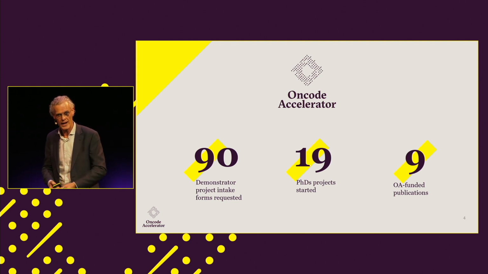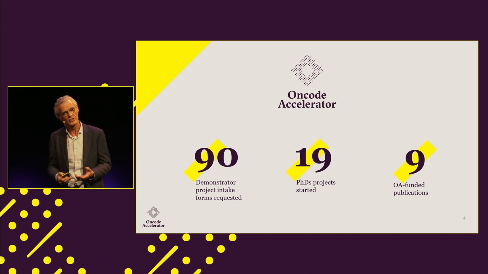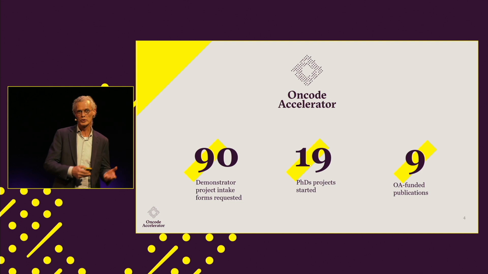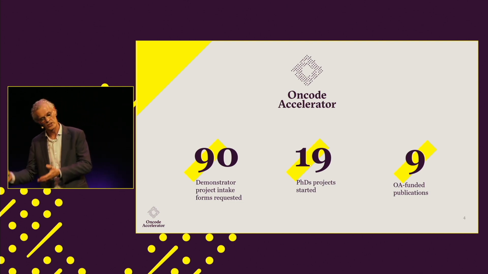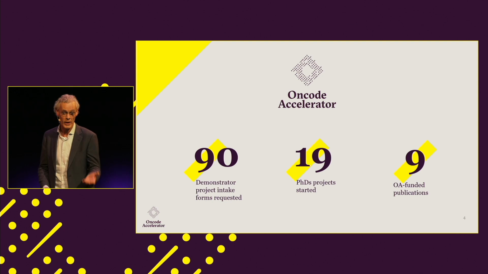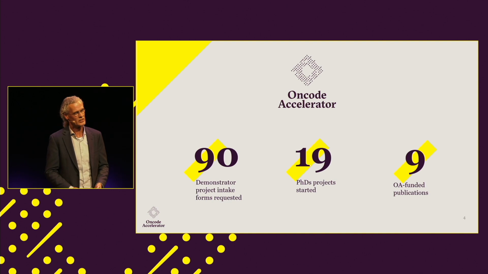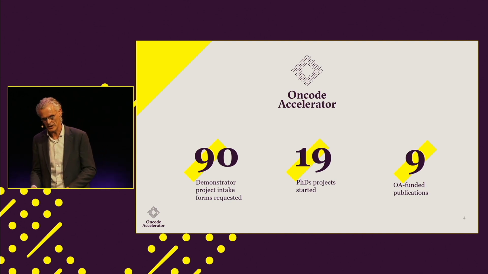So already now 19 PhD students, 19 PhD projects have started to further build the science, but also to translate science towards drug development improvement. And already there have been 9 Oncode Accelerator funded publications, some of them in high impact journals.